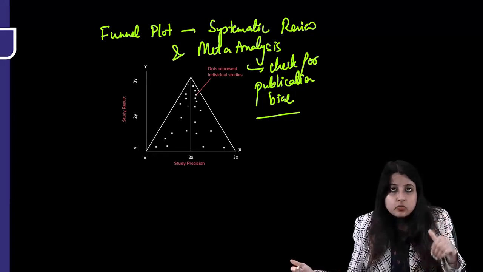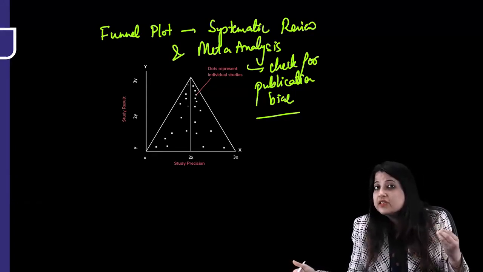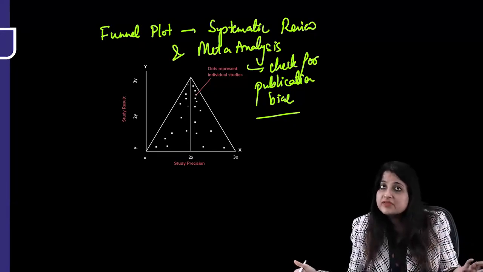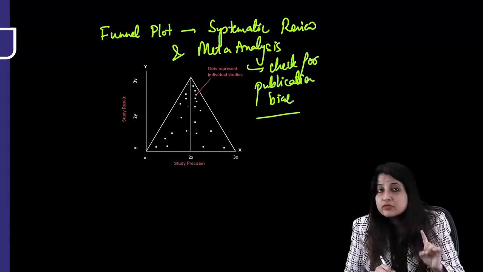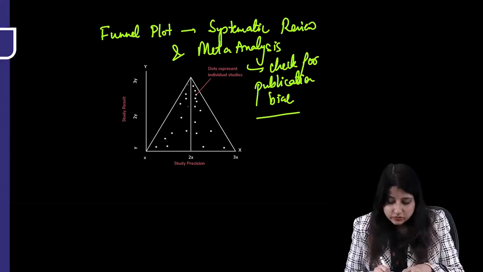So when we are doing a literature review and including our studies, we need to know whether they are of good quality or not. So we construct what is known as this funnel plot. If the dots are scattered like this, it means publication bias is not present. If these are individual studies, and the dots are scattered, no bias. But if dots are clustered, bias is present.